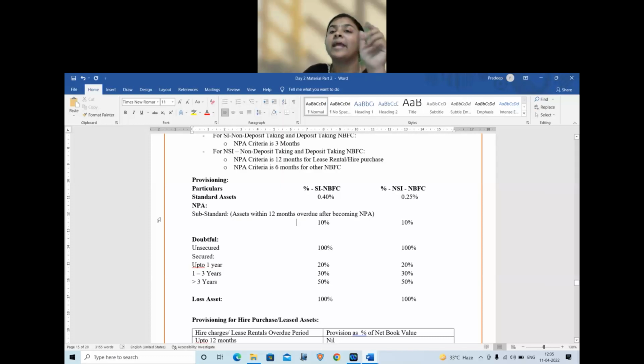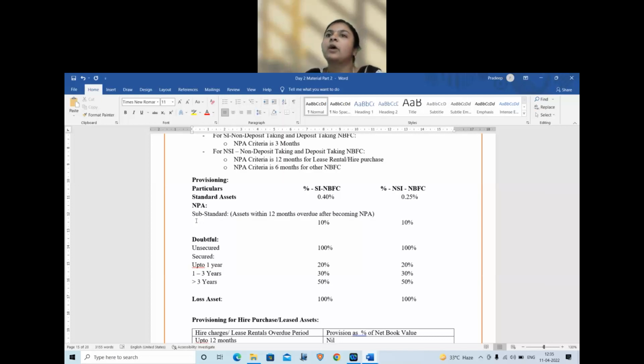So for NPA, secured, unsecured, everything is same. Only for banks, we have the differentiation. Secured, unsecured will be different. For NBFC, secured, unsecured is all same. For NBFC, whether it is secured advances or unsecured advances, rate is 10% flat. Okay.